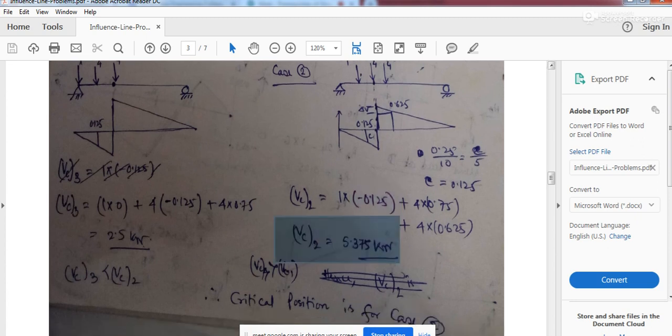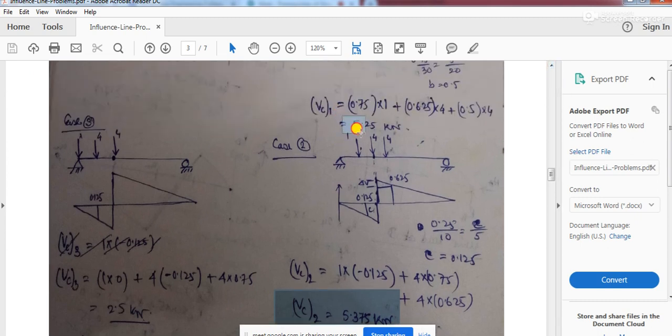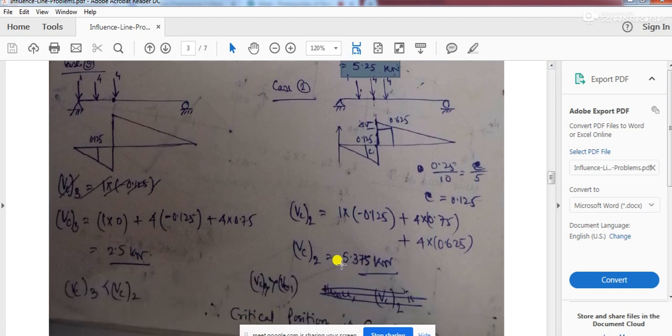Exactly the same way you observe this. In case number 1 you got 5.25, and in case number 2 you got 5.735. So in case number 2 you are getting more shear than case number 1. That means case number 2 is more critical at this position.